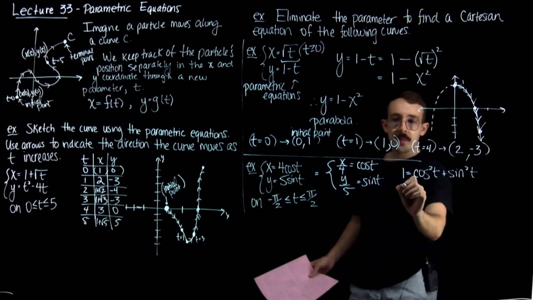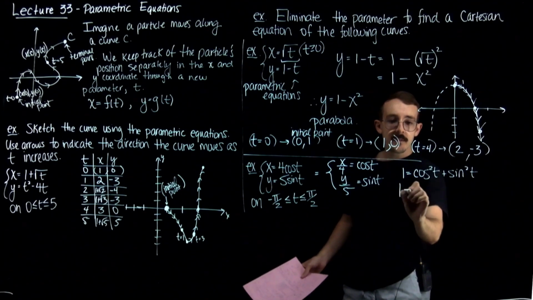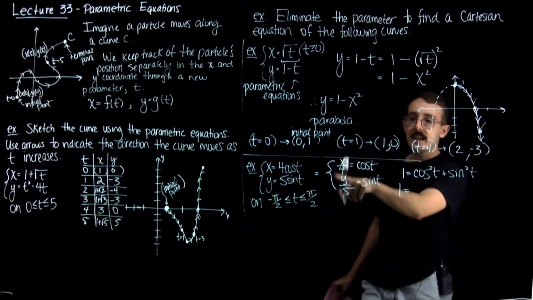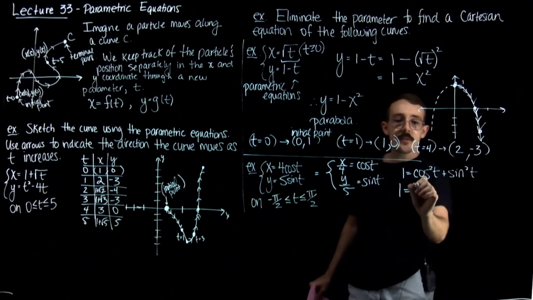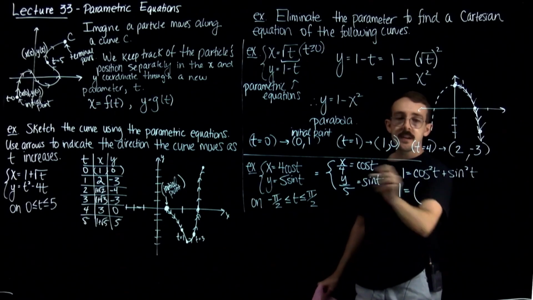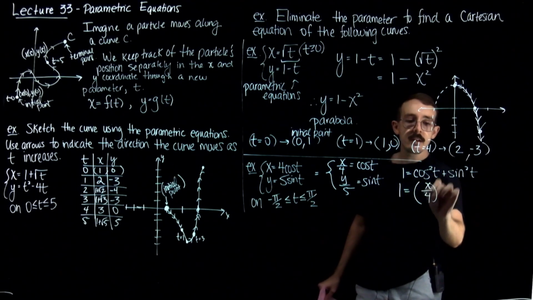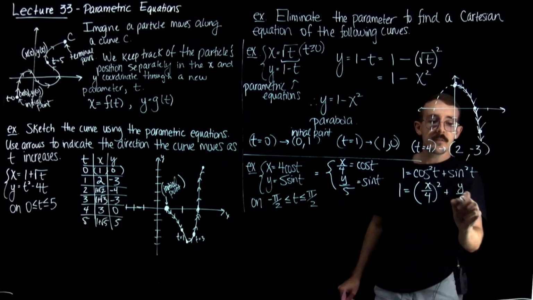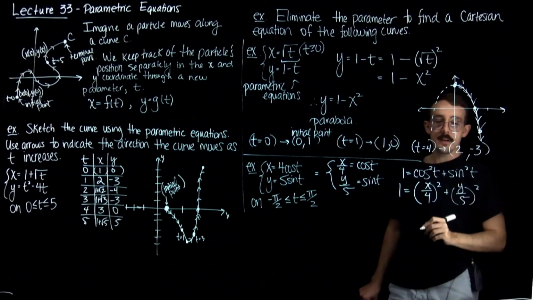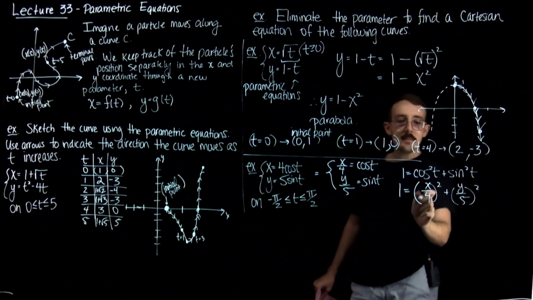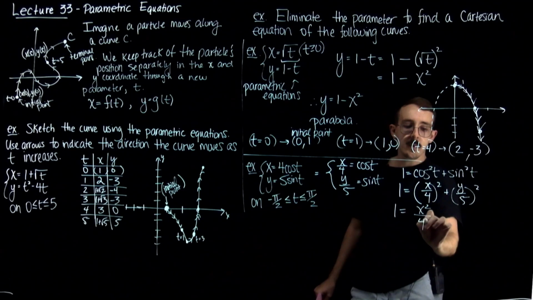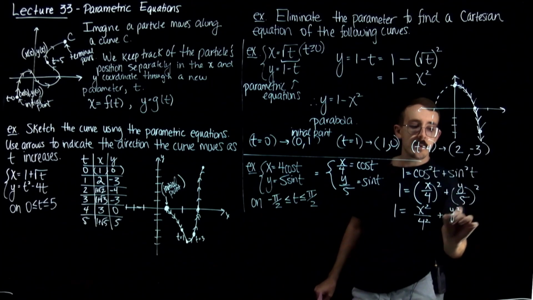OK, however, that means that if I plug in cosine and square it and sine and square it, I can substitute these in. So what's cosine? It's x over 4, and I square it. And what's this one? This is y over 5, and I square it. And then if I simplify this, I get 1 equals x squared over 4 squared plus y squared over 5 squared.